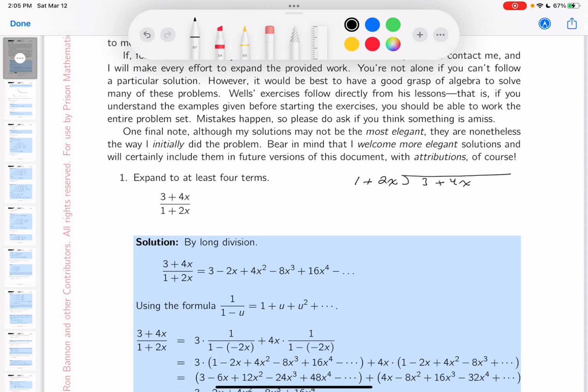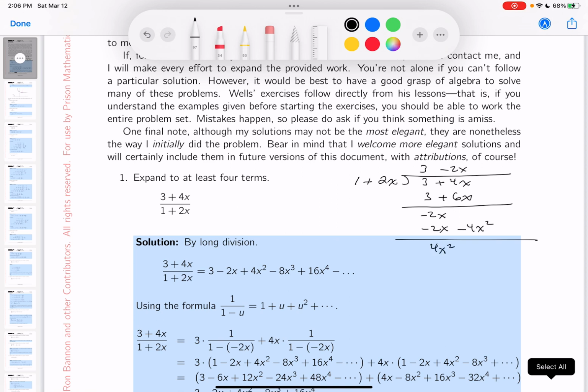What times 1 gives you 3? 3. What do you get? 3 plus 6x. Subtract. You get minus 2x. What times 1 would give you minus 2x? Minus 2x, and then you get minus 4x squared. You're going to subtract, so you get 4x squared.